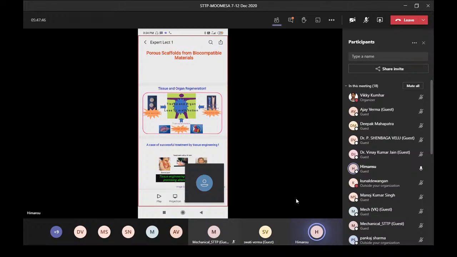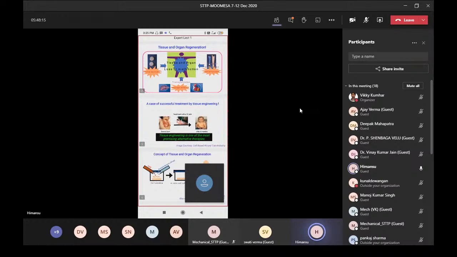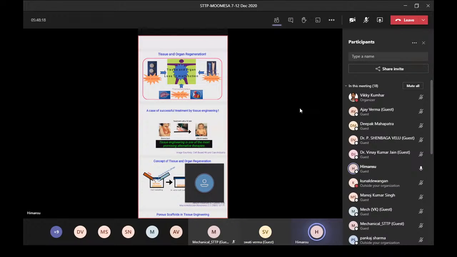I hope you can see my slide number 1, where it's written porous scaffolds and biocompatible materials. In order to build this kind of scaffold, we need materials. Fortunately, we have different kinds of materials: some are biocompatible and some are non-biocompatible. Only the biocompatible materials can be used for biomedical engineering approaches to solve these problems. We are talking about tissue regeneration, and not only tissue but also organs too. If you see my slide, that is presented in the form of pictorial representations.